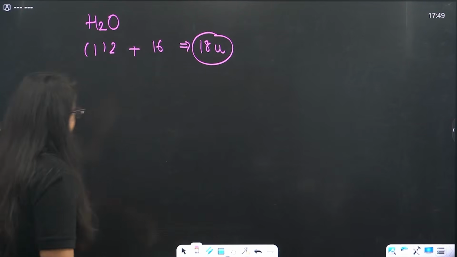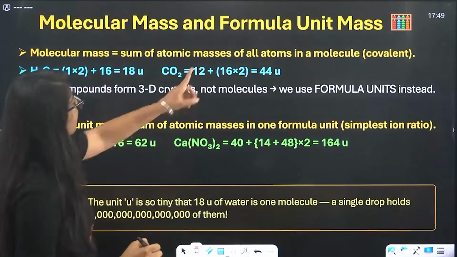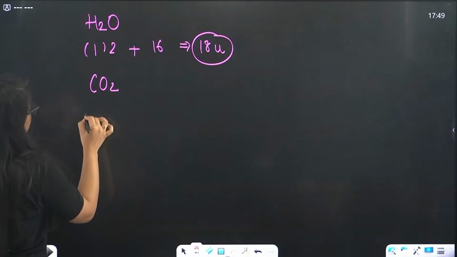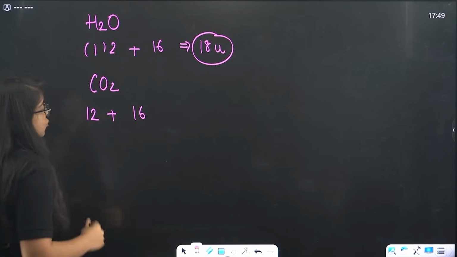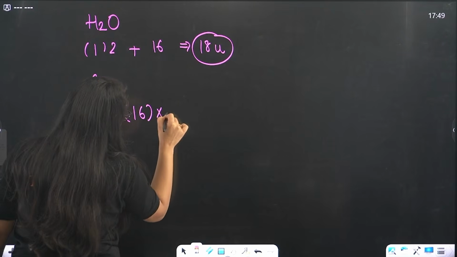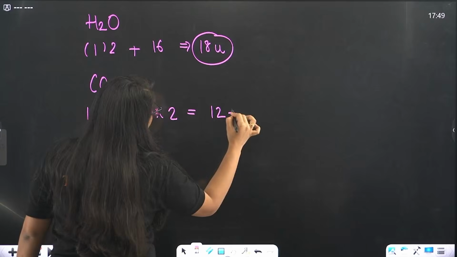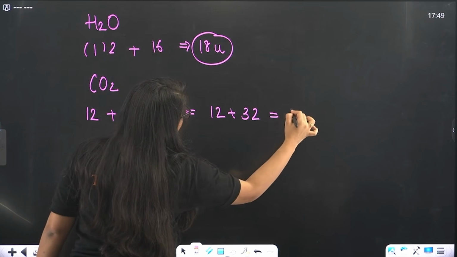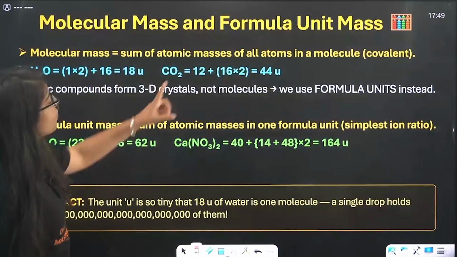Then beta, CO2. The mass of carbon is simply 12, plus the mass of oxygen, 16. Should I add these two? No. 2 atoms of oxygen are there, so I'll multiply this 16 with 2. And I will get 12 plus 32, which is 44 U. That's the total mass of carbon dioxide.